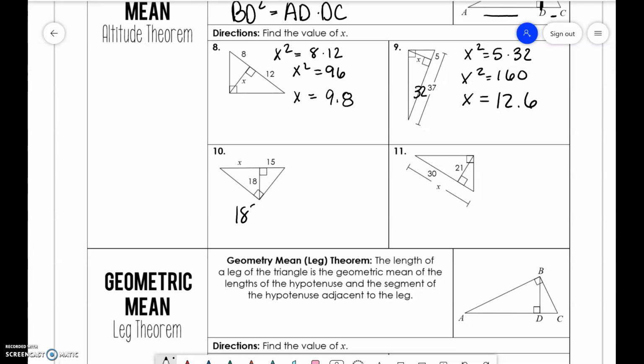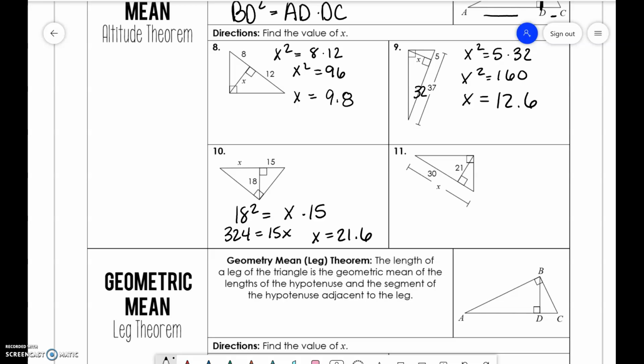Then we have 18 squared is equal to x times 15. So we're going to take 18 squared, which is 324, is equal to 15x. So then take 324 and divide it by 15. So you get x is equal to 21.6.